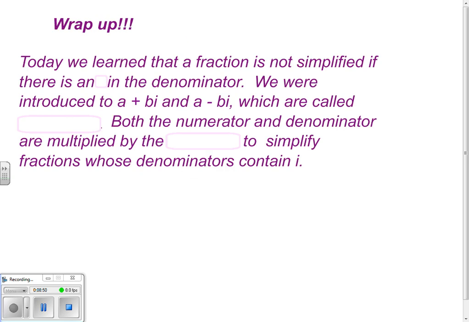Today we learned that a fraction is not simplified if there is an i in the denominator. We were introduced to a plus bi and a minus bi, which are called conjugates. Both the numerator and denominator are multiplied by the conjugate to simplify fractions whose denominators contain i.